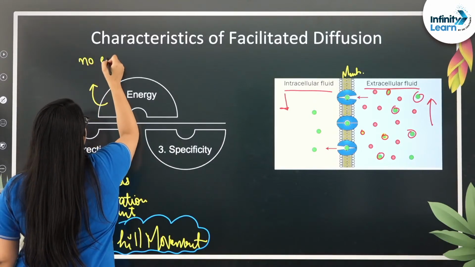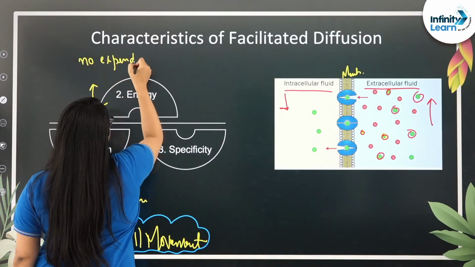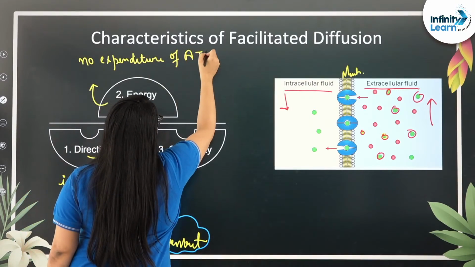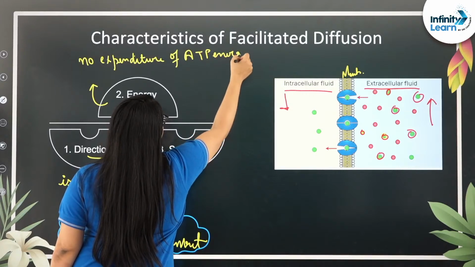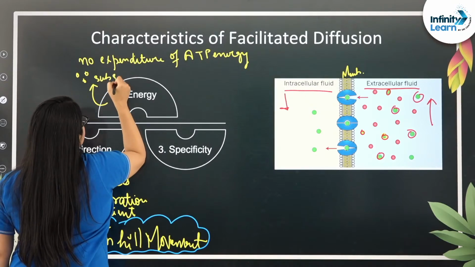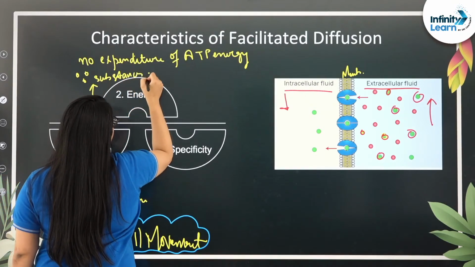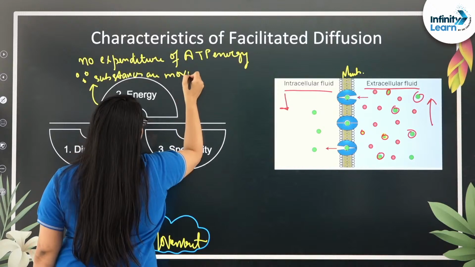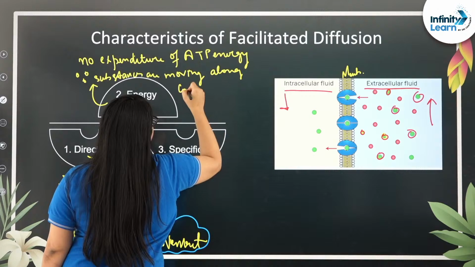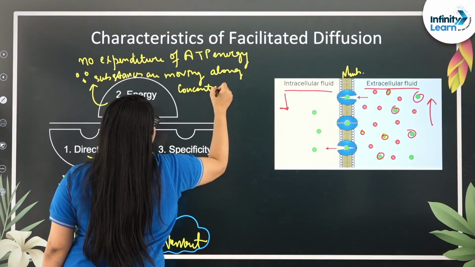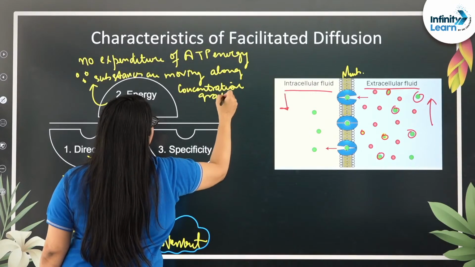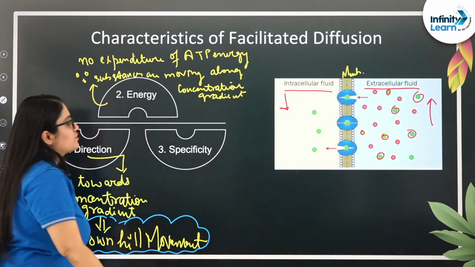No expenditure of ATP energy because substances are moving along concentration gradient. I hope students you are able to follow this match.